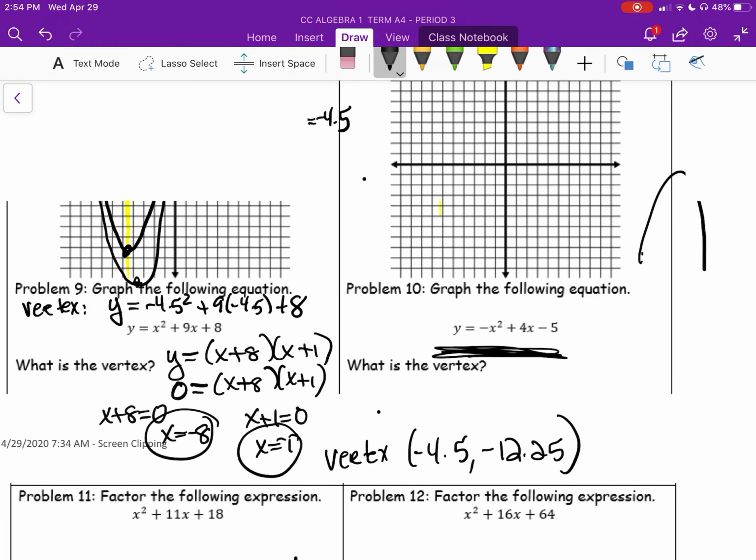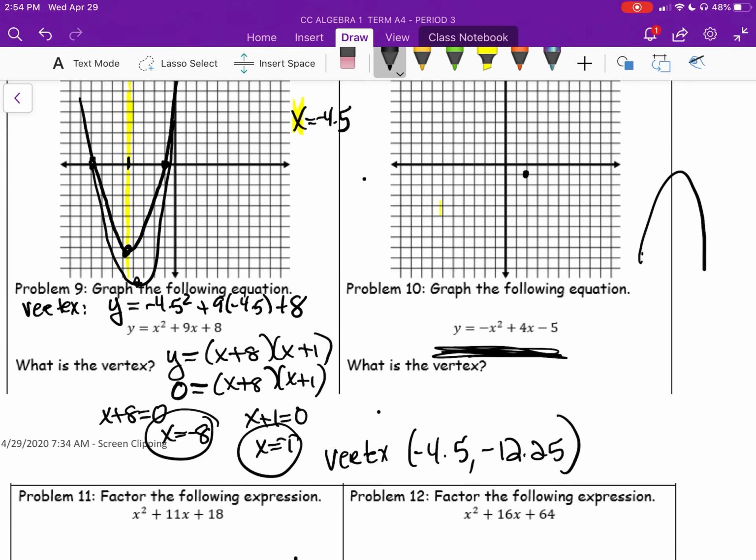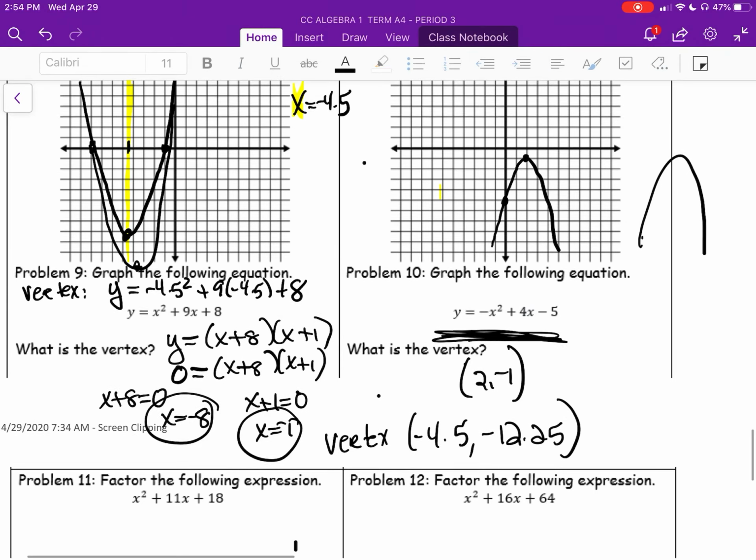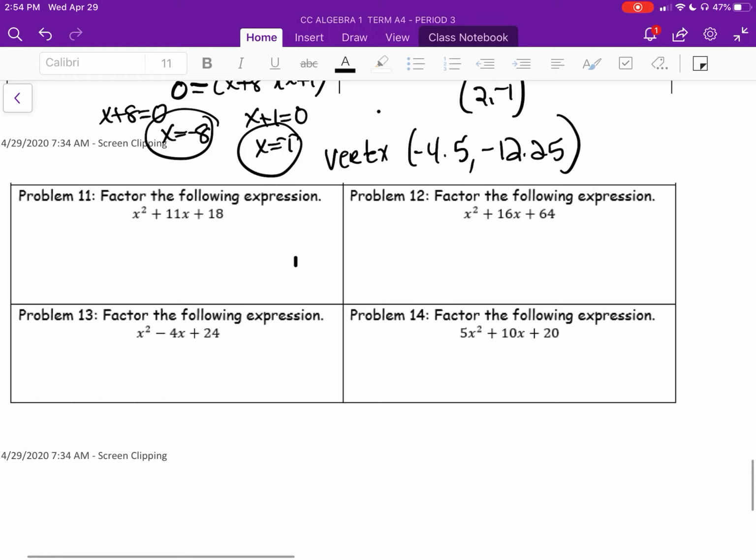So if I wanted to write it out, the vertex looks like it's at 2, negative 1, and it does look like it turns at negative 5. More about parabolas as we move forward. I'll leave these last two for you to work on your own. This is just more factoring practice.